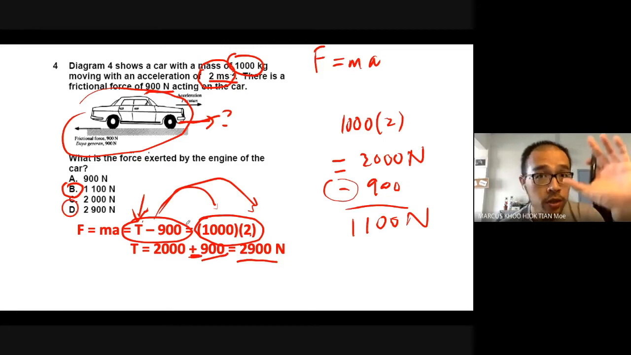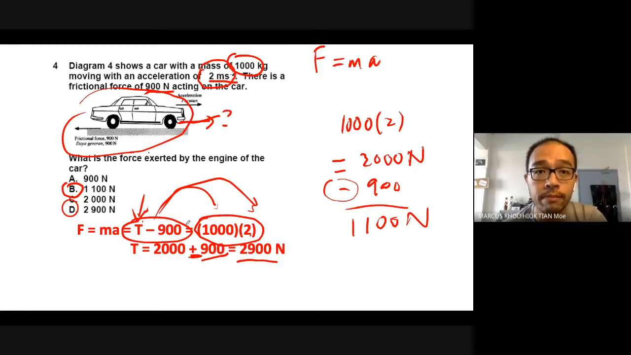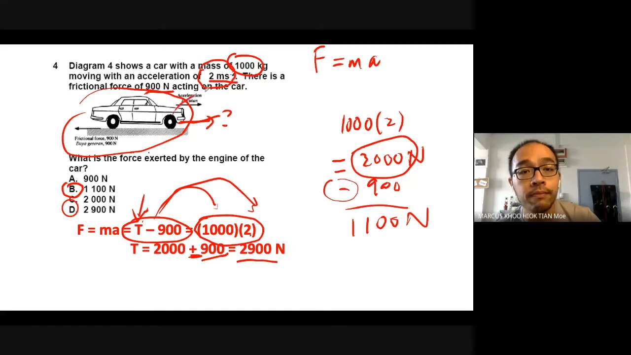So I think you got the concept over there. You just need to make sure that when you move things across, you do it correctly. Because remember, this 2,000 is already the resultant force, already subtracted by 900. So I want to know how much force is being minus 900. So it's actually 2,900. Good try, no problem.